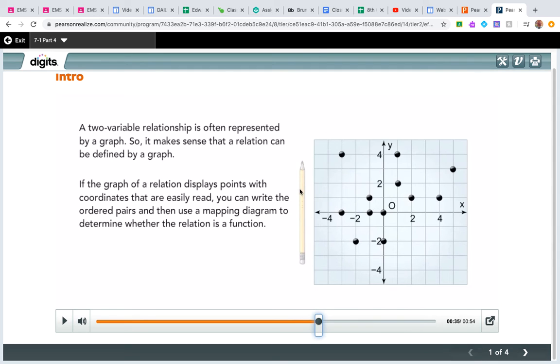So we're going to run this pencil here, and if it touches more than one point at a time, that means the relation fails the vertical line test and we do not have a function on our hands, because the inputs are the x coordinates. Wherever the pencil is at, the x coordinate is the input. The outputs are the y coordinates. So if it's touching two points at the same x value, then we will not have a function, only a relation.